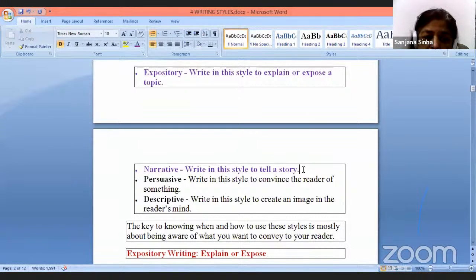There has to be characters, there has to be a problem, there has to be events, there has to be problem solutions, and there has to be a climax, there has to be an ending. Have you ever heard of any story which does not have an ending?